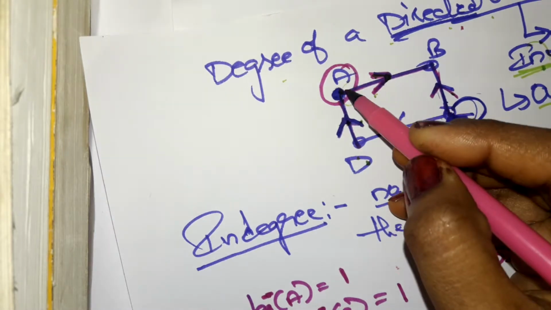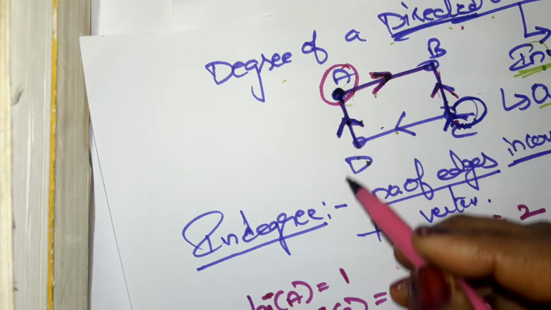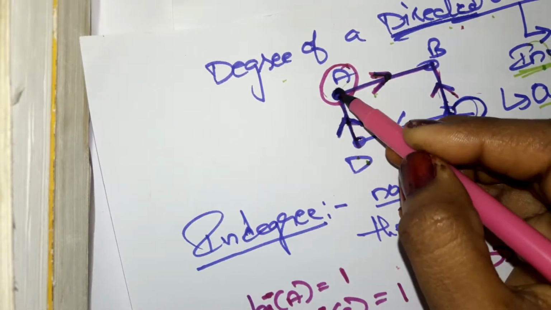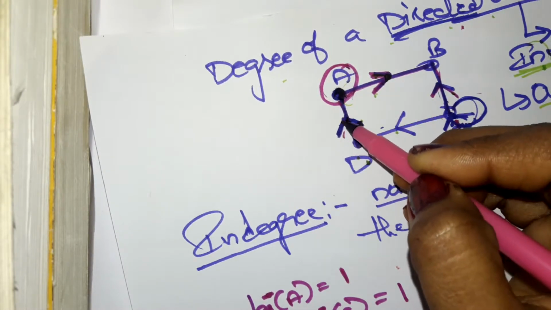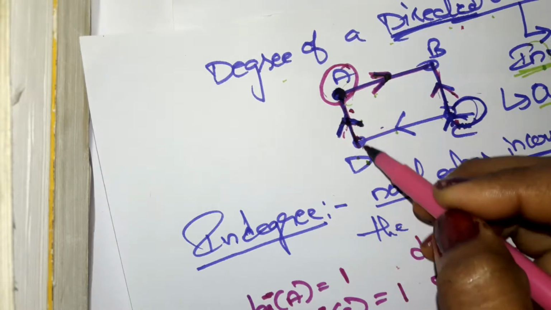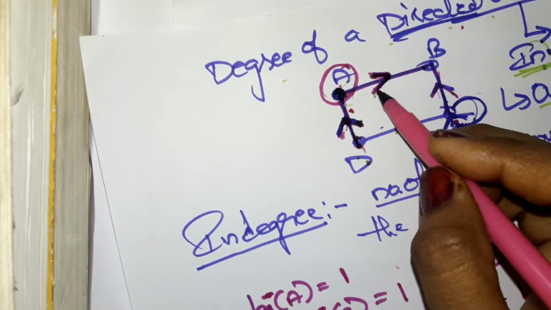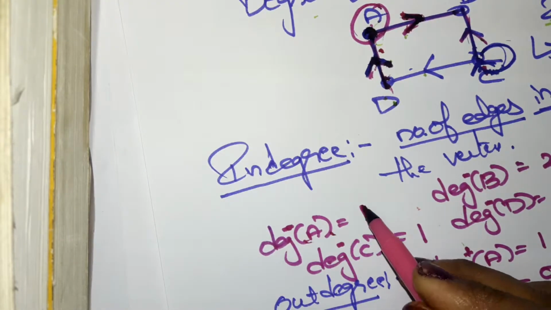So here, if you consider vertex A, what is the in degree? The number of edges incoming to the vertex. How many edges are incoming to the vertex A? Only one edge, that is D to A, the incoming edge. A to B edge is outgoing. So in degree of A is 1.